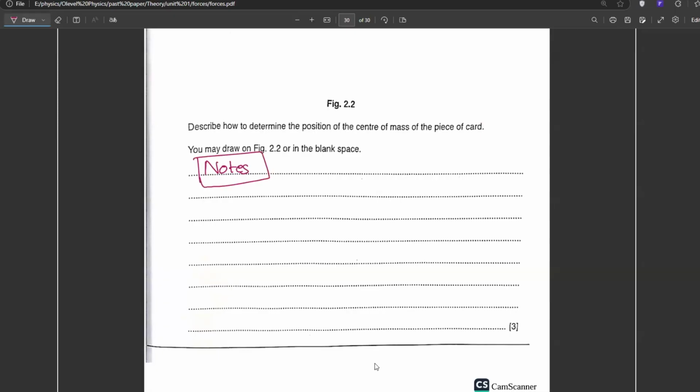This marks the end of the past papers for forces. If you have any questions, you can ask.